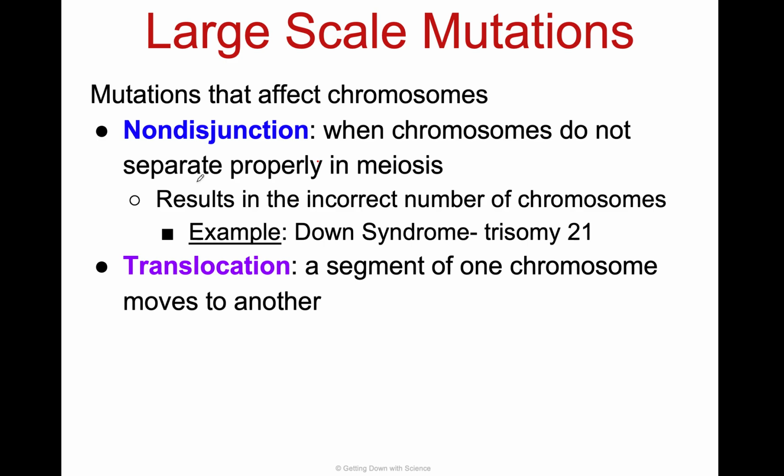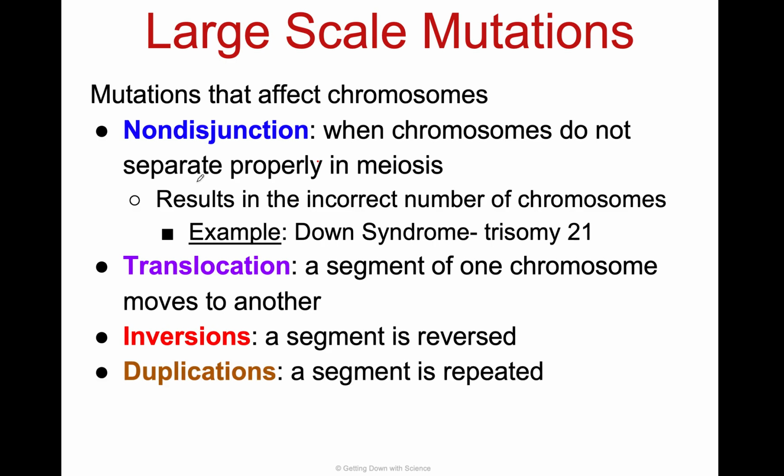Next, we have translocation. That is when one segment of a chromosome moves entirely to another. It is possible. It happens. An inversion is when it's reversed. A duplication is when it's repeated. And a deletion is when it's lost.